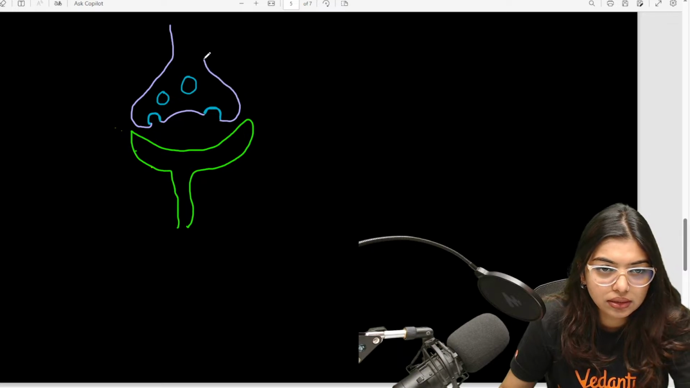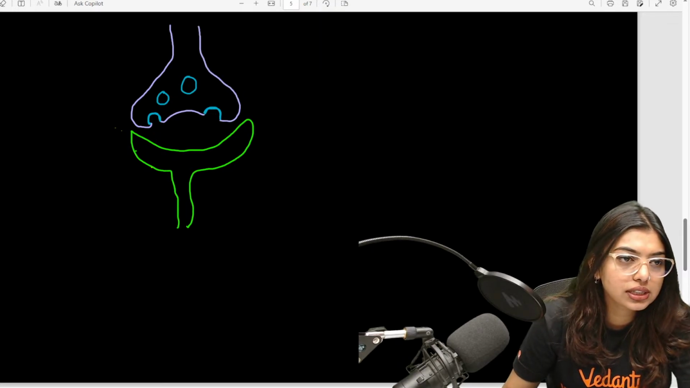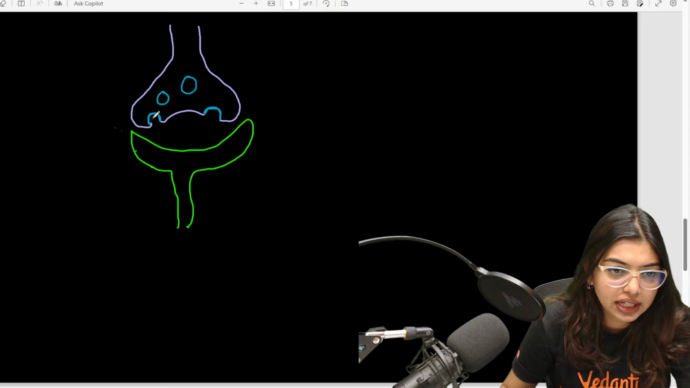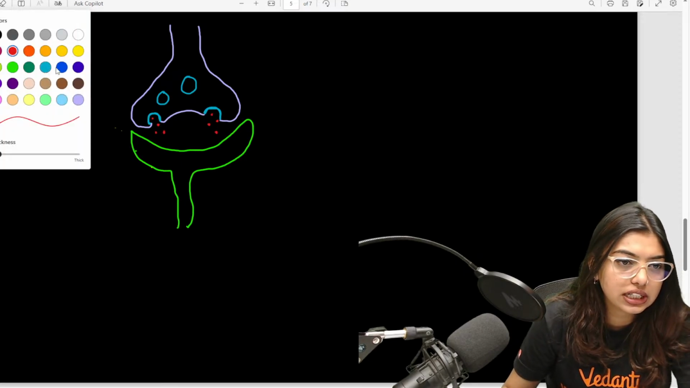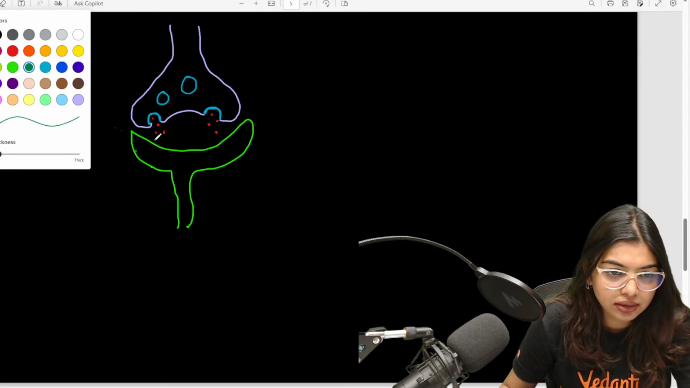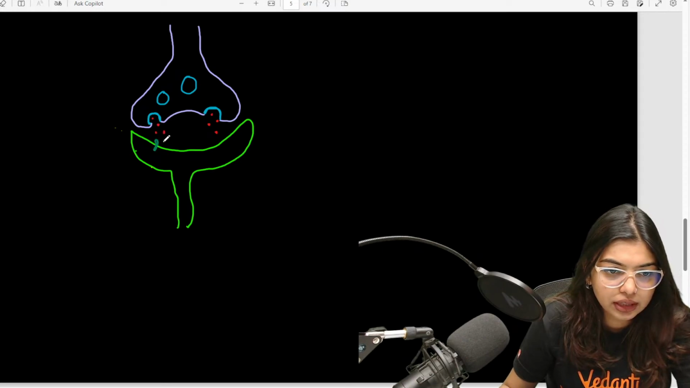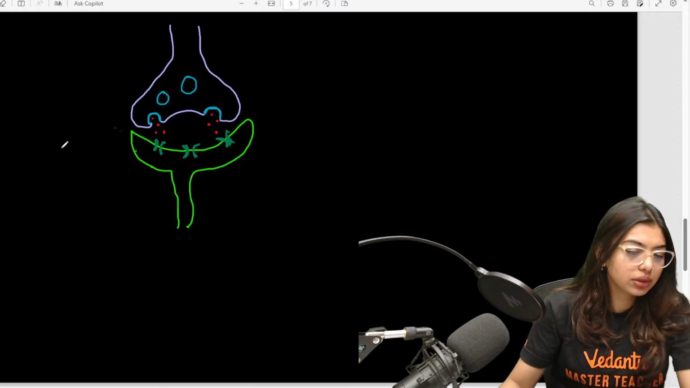This is the presynaptic terminal. Students, inside this the neurotransmitter will be there. It could be acetylcholine, it could be dopamine, it could be any of those. Now see, the neurotransmitter got released, and there will be receptors here waiting to collect these neurotransmitters and act accordingly. So this is how the system works.